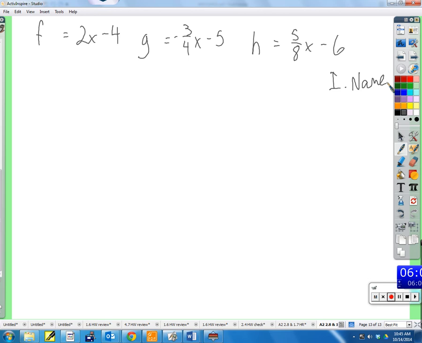Maybe we could go with capital letters. Lots of different ways we can go. But typically we'll work with maybe three functions at a time. So really we just need like three different names. F, G, and H are the popular ones.